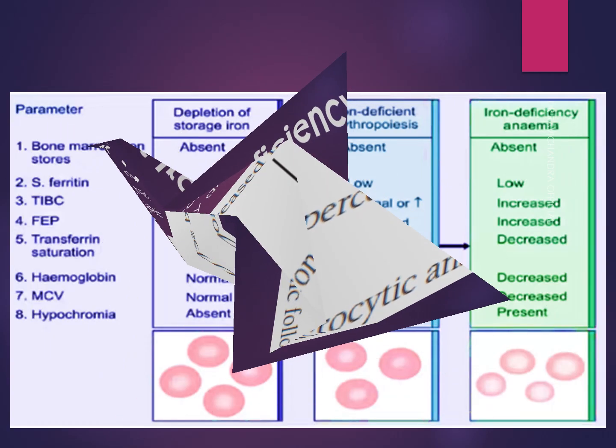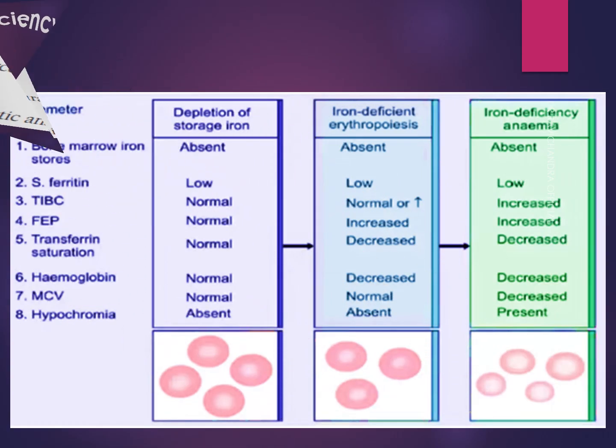In this stage there is normocytic normochromic anemia, which is followed by microcytic hypochromic anemia. The three stages can be described in this tabular form. There will be variation in all these parameters. Depletion of storage iron is the first stage. Iron deficient erythropoiesis is the second stage. And finally, it will end up in iron deficiency anemia.